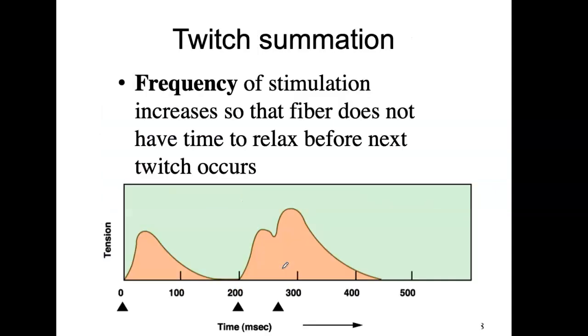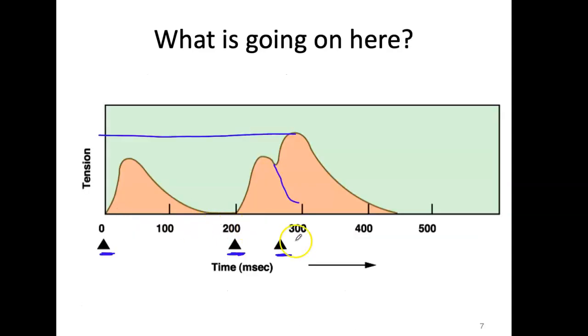What if we kept doing that? So if you kept doing that, you could potentially increase this tension even more. So we call this twitch summation, where the frequency of the stimulation increases so that the fiber does not have time to relax before the next twitch occurs. And why does it not have time? Think about the calcium. The calcium would have to be returned to the sarcoplasmic reticulum, and then you get another action potential, and then you release calcium and you attach it onto troponin and you do all those things and then you contract. But if you could skip a step, leave the calcium in there and re-stimulate, then you've got this tension, which is higher.